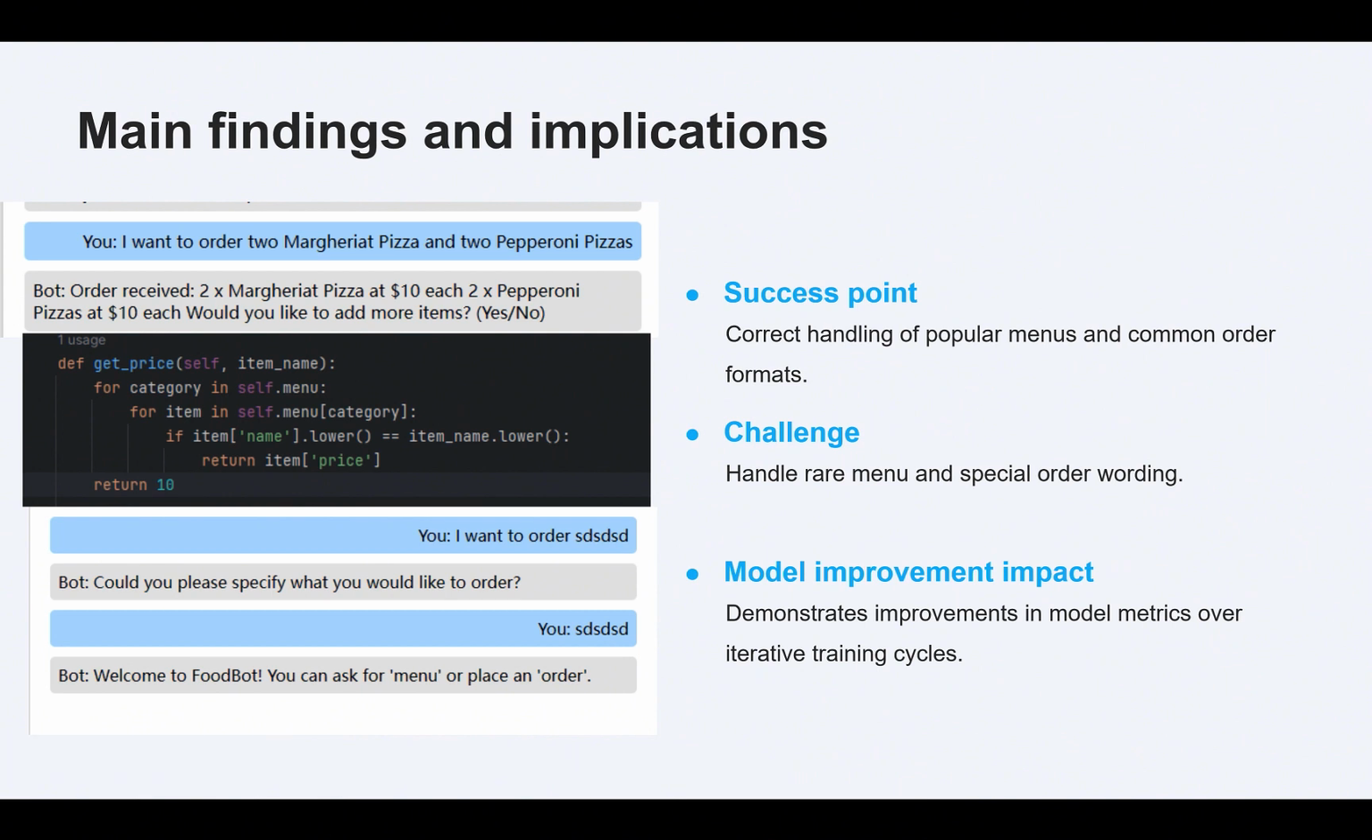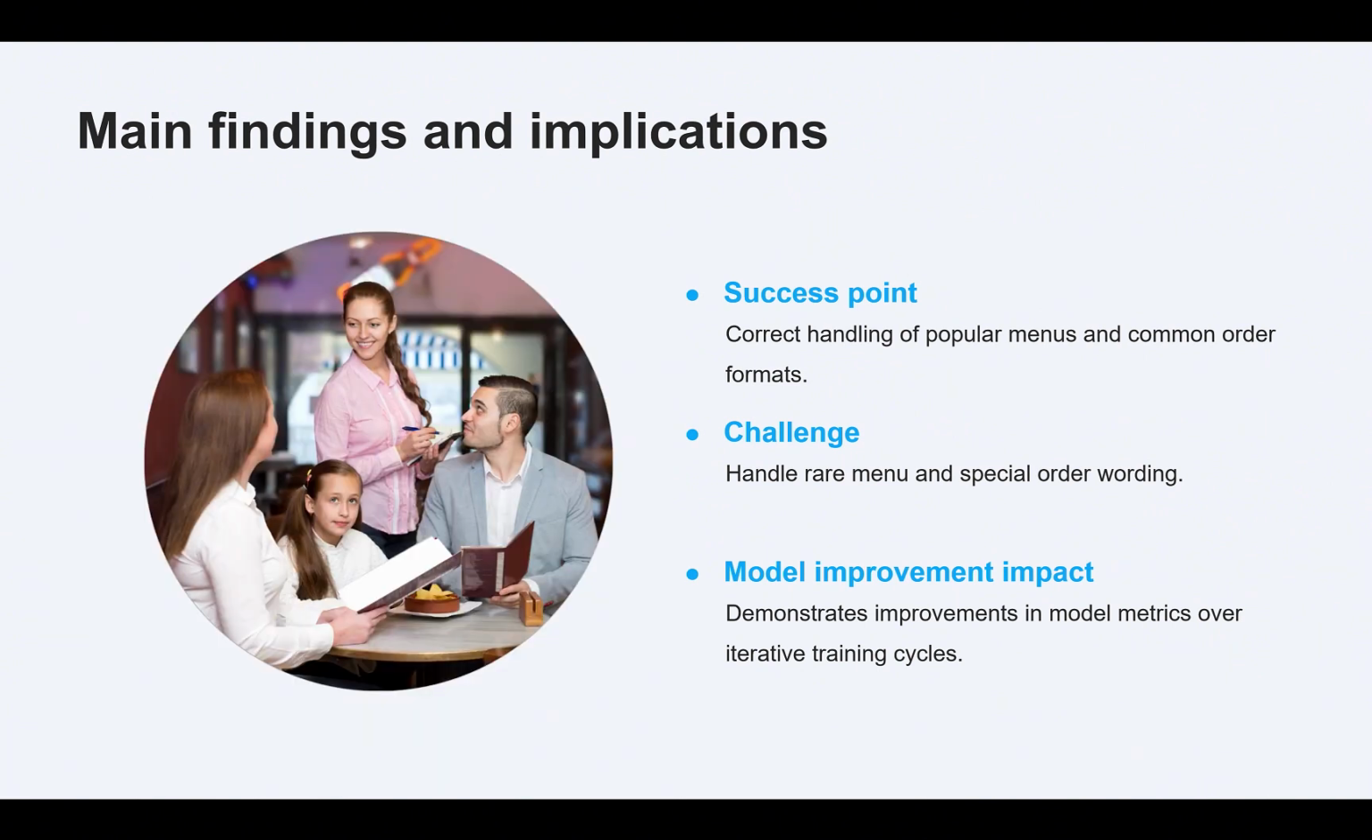Main findings and implications. Success points, highlighting areas where the model performs well, such as correctly handling popular menu items or common order formats. Key points. Challenges, discussing difficult aspects for the model, such as rare menu items or unusual order wording, can help identify future areas for data expansion or additional feature engineering.